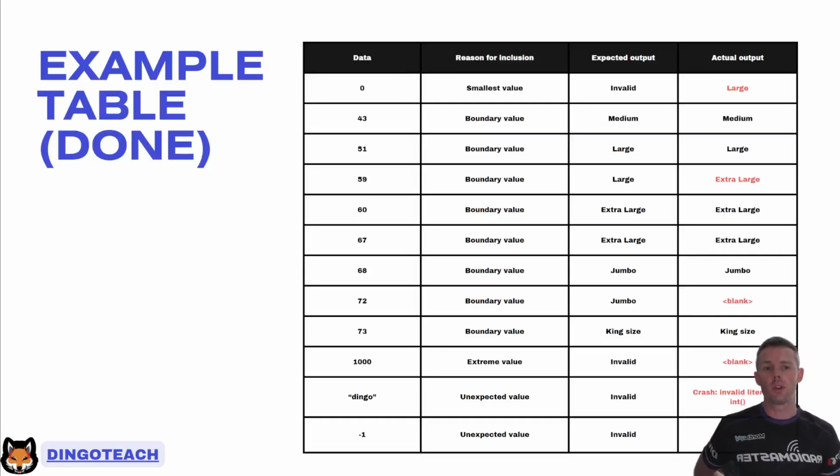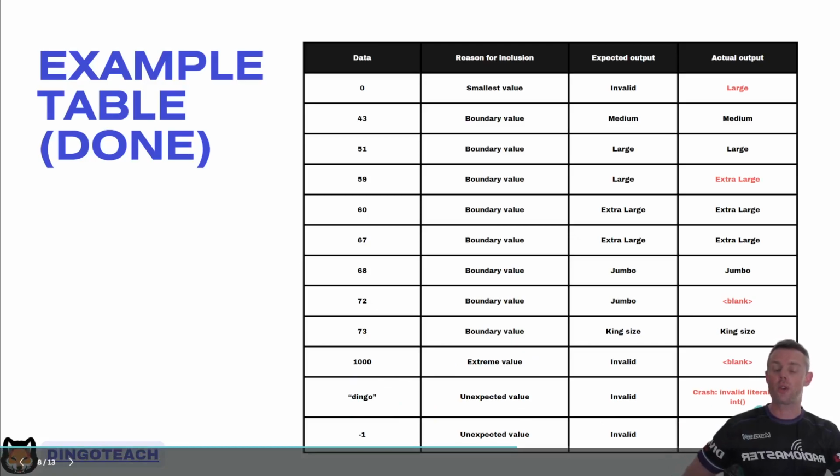So what were the results? Well, the 0 told me it was large. Fair enough. These two were fine. 59 was extra large, even though it should be large. 72 came out with nothing. 1000 gave me a blank. Dingo crashed my program, and -1 gave me a large as well.